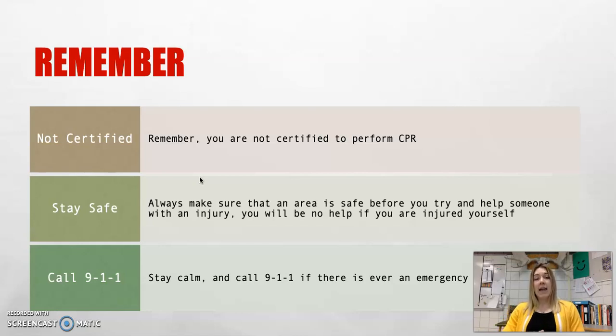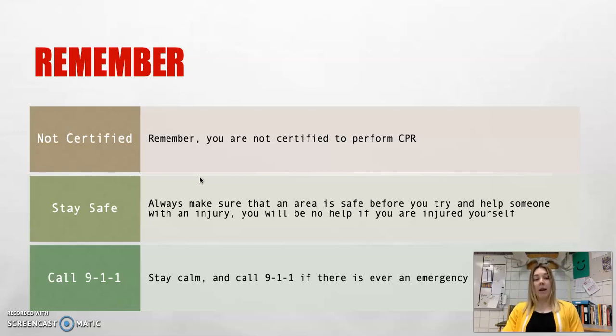Make sure that you stay safe. Always make sure that an area is safe before you try and help someone with an injury. You will be no help if you yourself are injured. So if you're going to a situation and you notice that something is potentially putting your life at risk, do not go and try and help them. Wait for EMS to arrive. That's the best thing you can do.